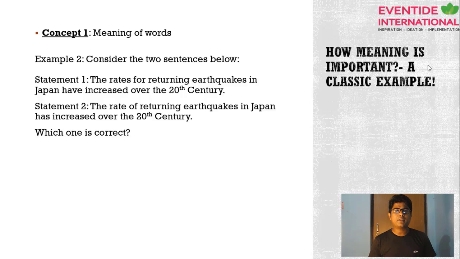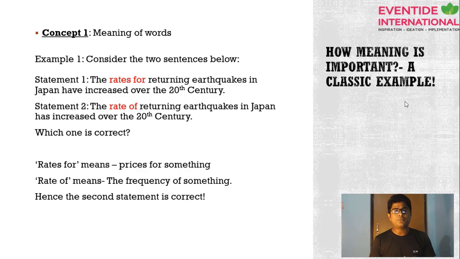The first statement consists of the words rates for and the second statement consists of the words rate of. अब इन दोनों का डिफरेंस भी हो सकता है क्या? बिल्कुल जी, इसका भी डिफरेंस हो सकता है. Let's get into the actual meaning of the 2 phrases. Rates for means price for something. किसी चीज का भाव. This is what is meant by rates for. And rate of, इसका मतलब है frequency of something. कितना टाइम के बाद वो आता है.